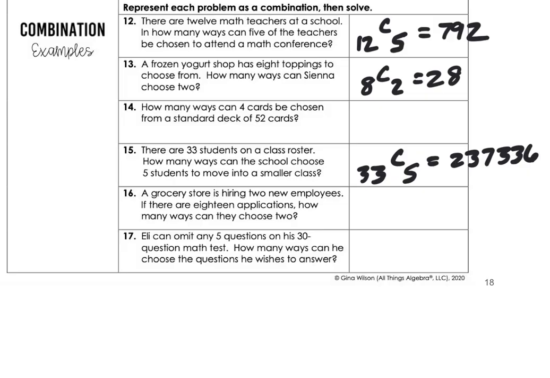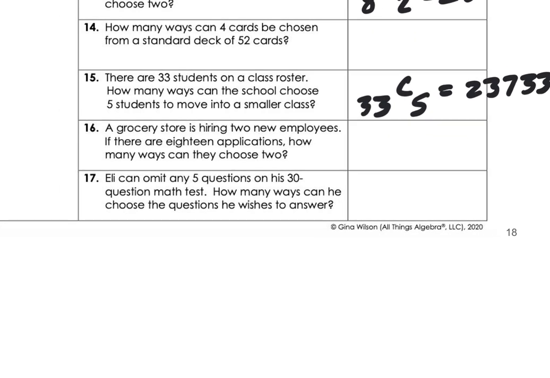Okay. And then let's jump down to number 17. You have 5 questions to omit on a 30-question math test. How many different ways can he choose the questions he wishes to answer? So we've got 30 questions, and I'm going to choose to omit 5. And notice a lot of times it keeps using that word, choose, right? We're not placing. You have to really read these carefully, because in just a second we're going to do a couple where we have to determine which one of these we have.